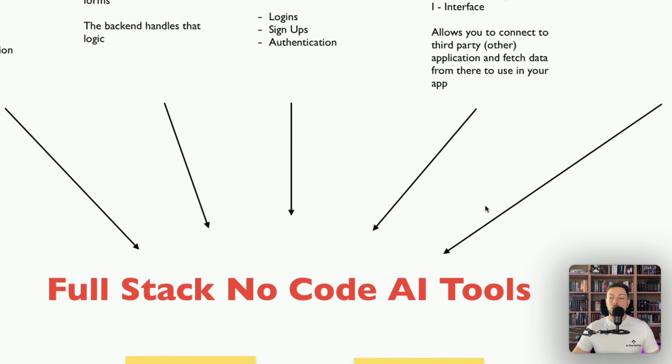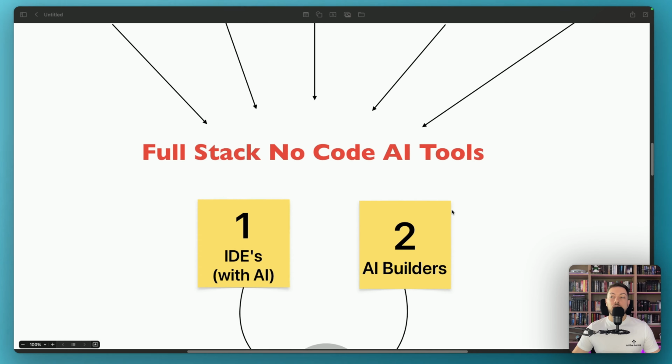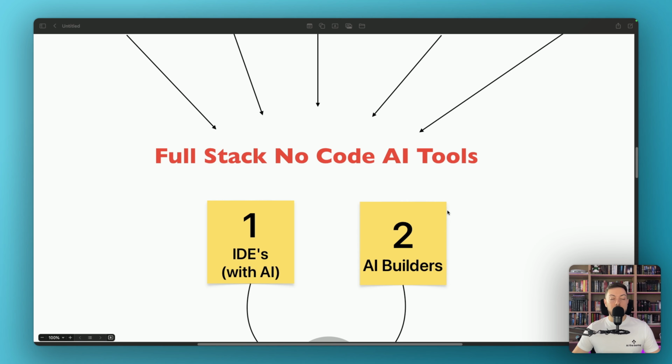Moving along, all right? So full stack no code AI tools, right? There are tons of AI tools out there, but I like to split them into two groups. There's ones that are called IDEs, so integrated development environments that use AI. And what I mean by this is these are ones that are a little bit more technical. So you're still going to be doing some coding, but you're going to use AI as your helping hand to help you facilitate coding in a more efficient and quicker manner.